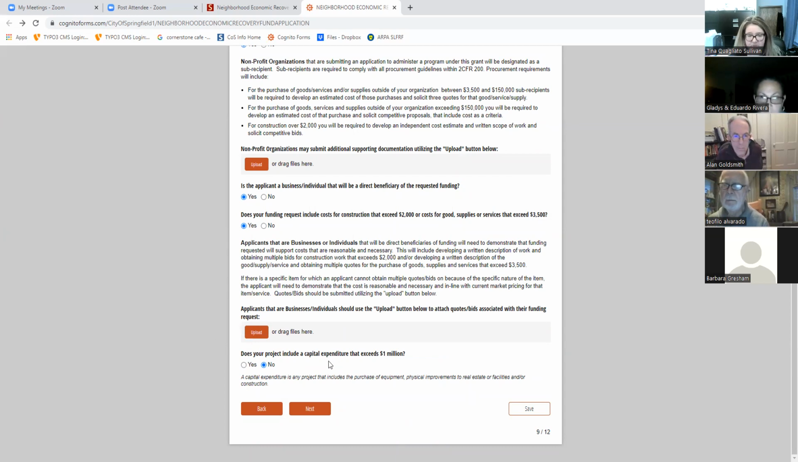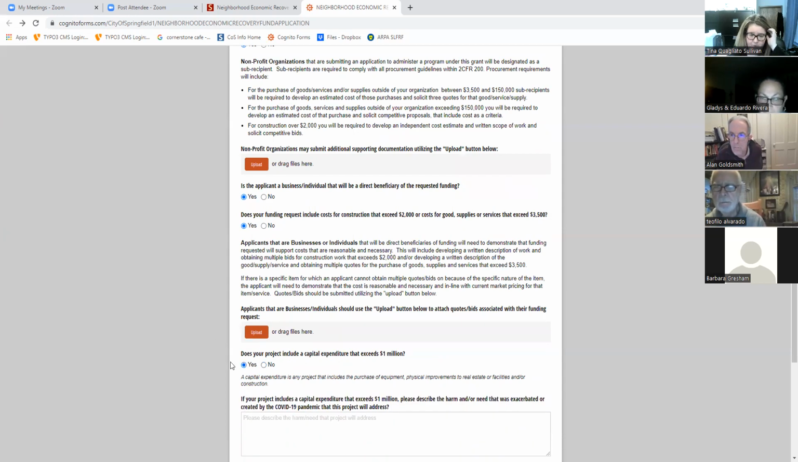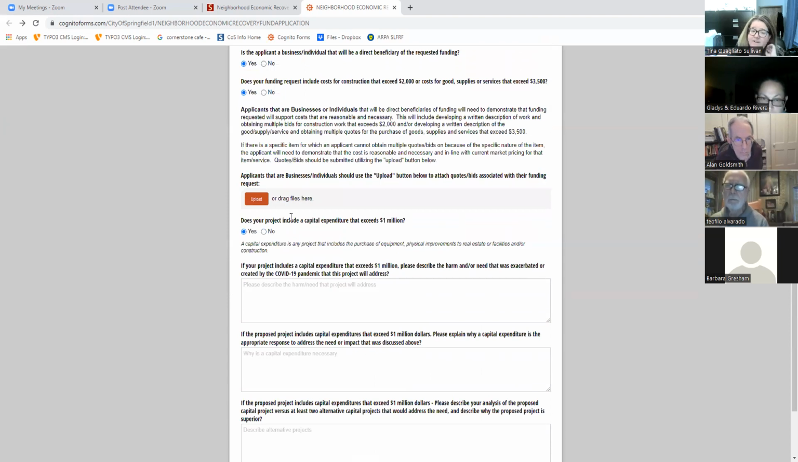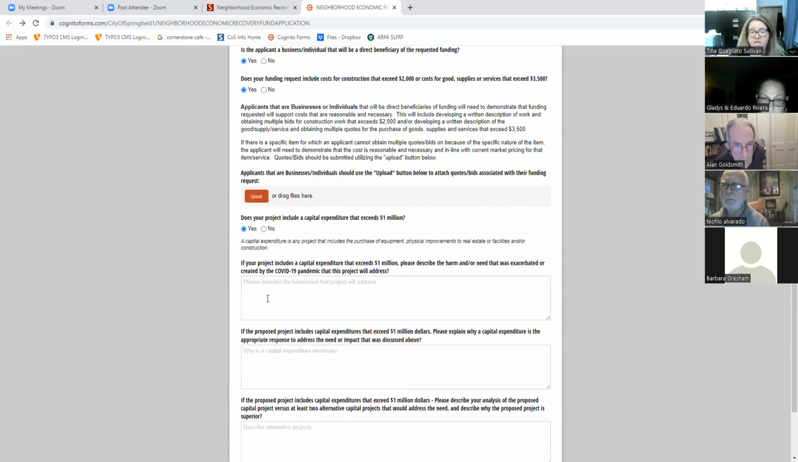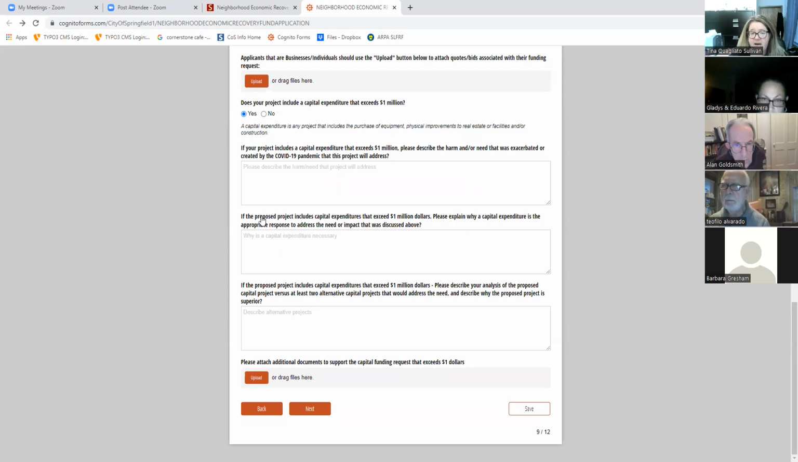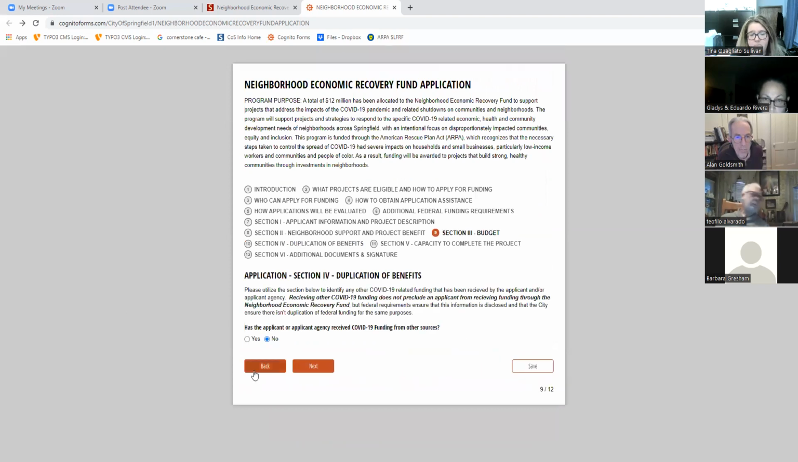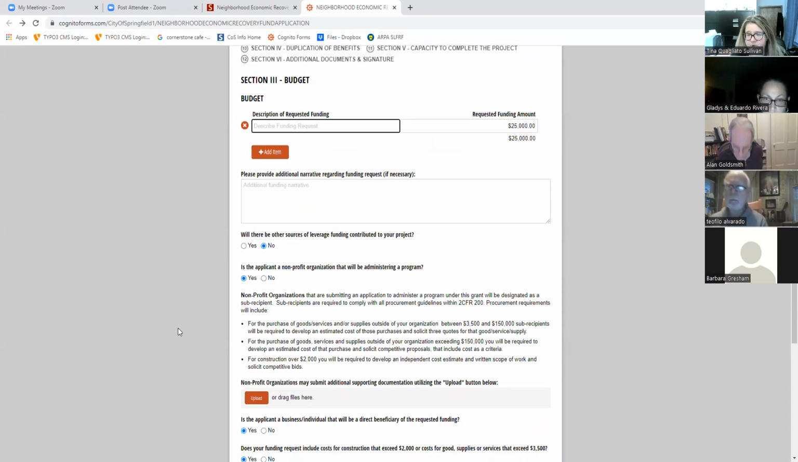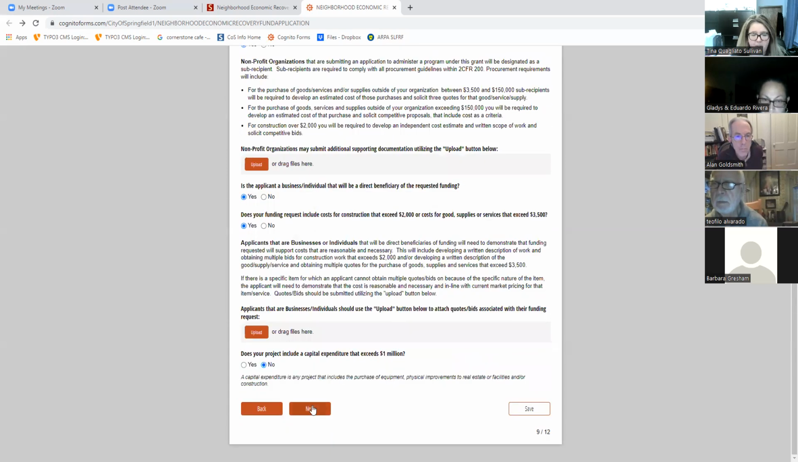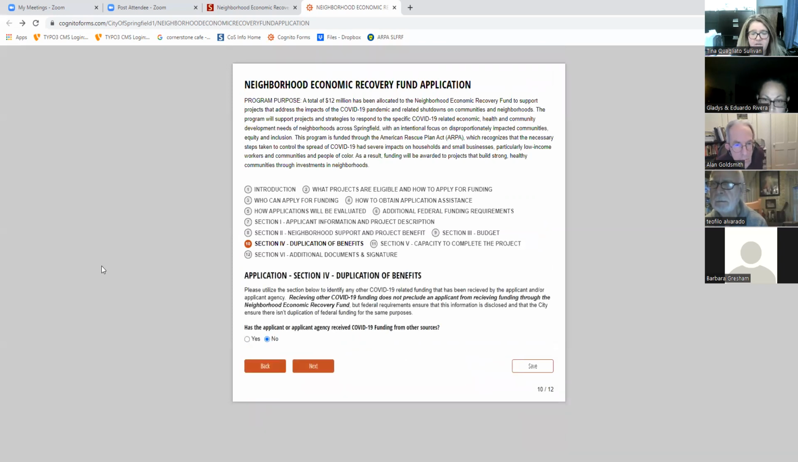I don't think this applies to anyone, but this is where we're talking about if you have a capital expenditure that exceeds 1 million, you're going to have to fill in all of these boxes and do the comparable analysis that the federal government's asking us for before we can even consider funding that. If that doesn't pop up, you can just move along. Before I move on past the budget section, do we have questions about budgeting? Nope. Okay. Moving on to duplication of benefits.